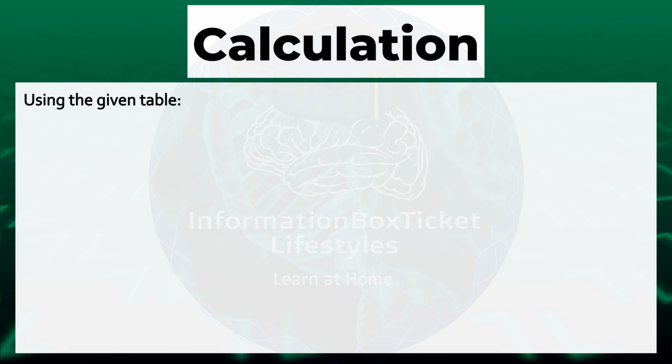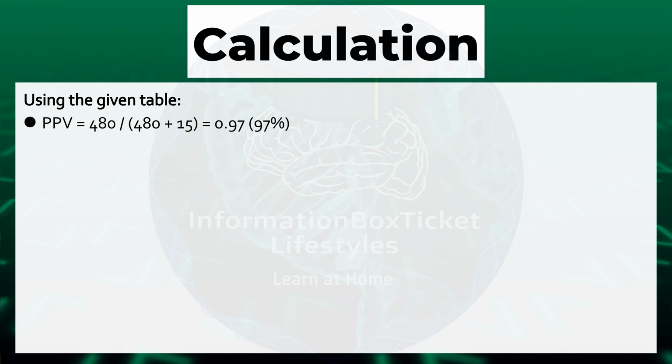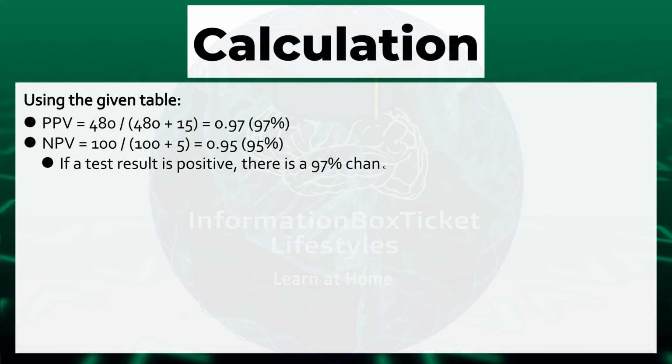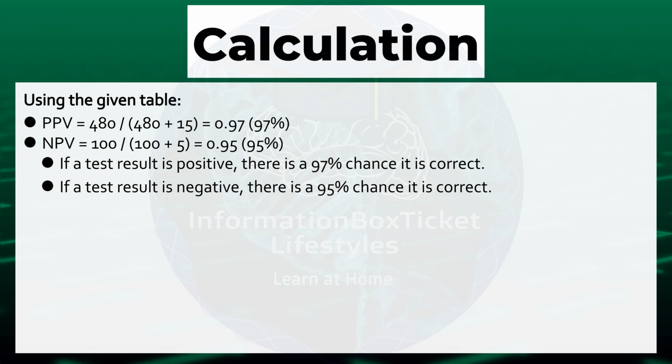Using the given table, positive predictive value equals 480 divided by 480 plus 15 equals 0.97, 97%. Negative predictive value equals 100 divided by 100 plus 5 equals 0.95, 95%. If a test result is positive, there is a 97% chance it is correct. If a test result is negative, there is a 95% chance it is correct.